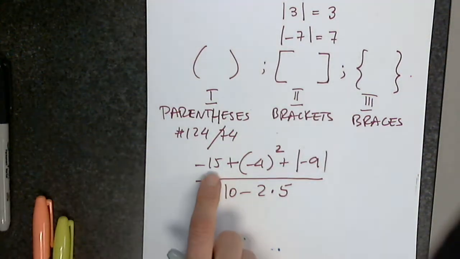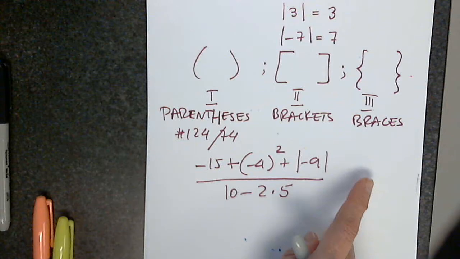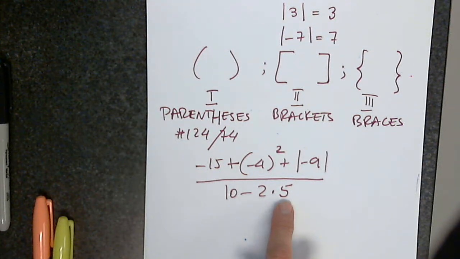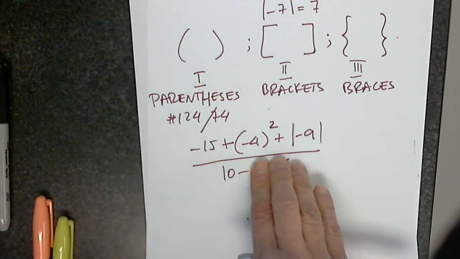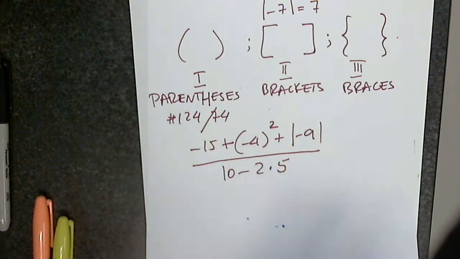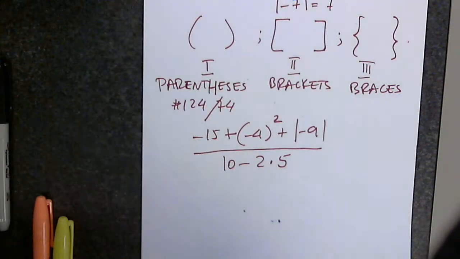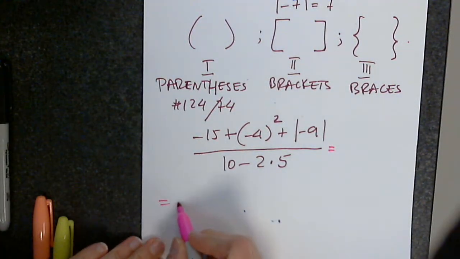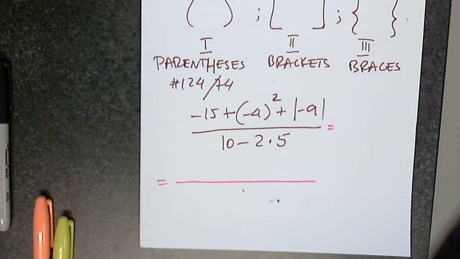So 15 is a term. It's connected by addition to other terms. 5 is connected to 2 as a product, but this quantity is a term in the denominator. I'm not allowed to simplify terms. Clear? Okay. So now I have the numerator to work on in order of operations and the denominator to work on in order of operations.